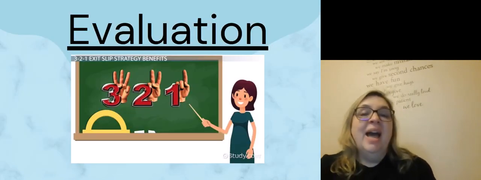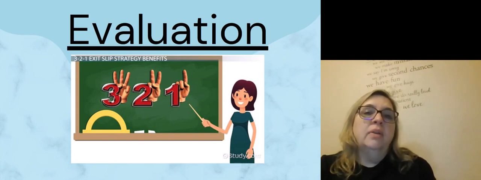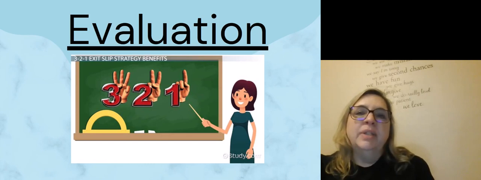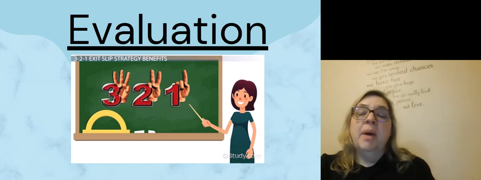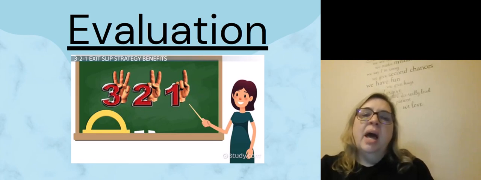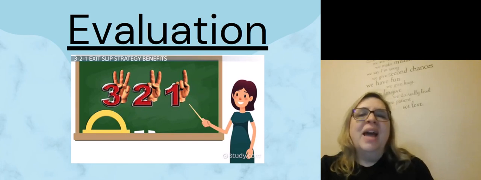It would be really helpful for me to find out what you learned today. So we're going to follow that 3-2-1 exit strategy. If you will click on the evaluation link, it will take you to a Google form where you can write that down. So write down 3 things that you learned today. 2, write down 2 things that you really liked about the presentation and or the information. And then 1, what is one thing that you still want to learn about? One question you might have.